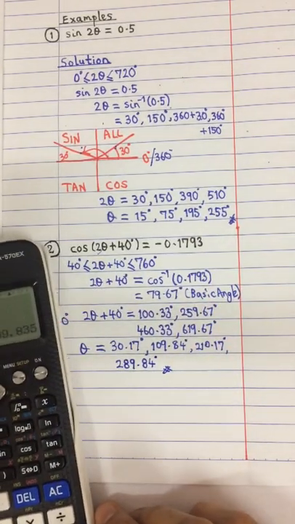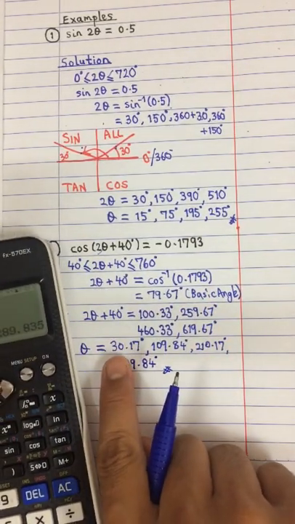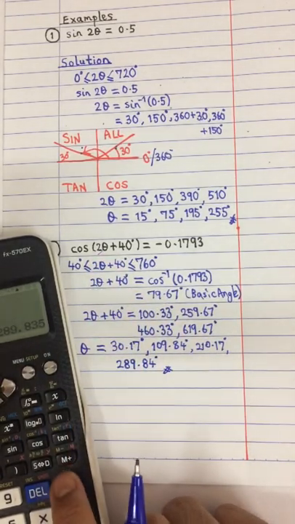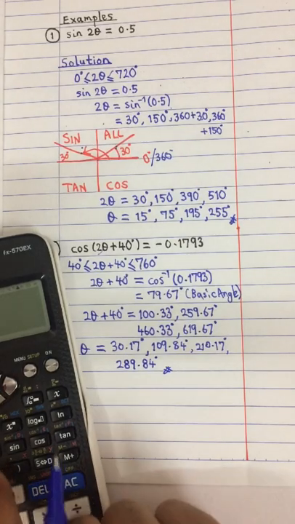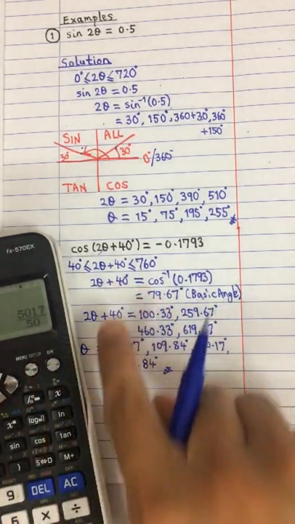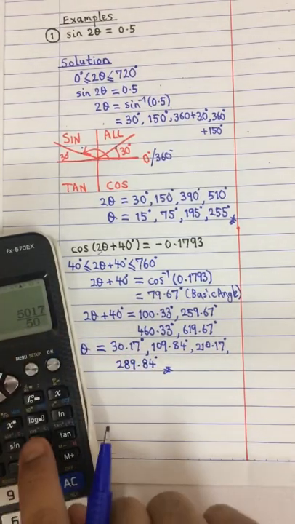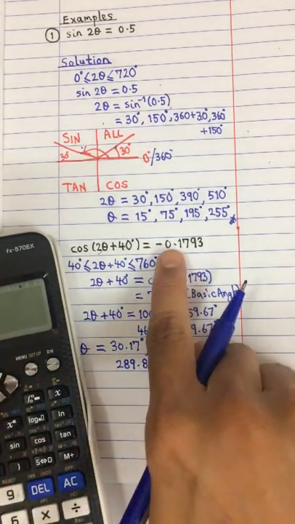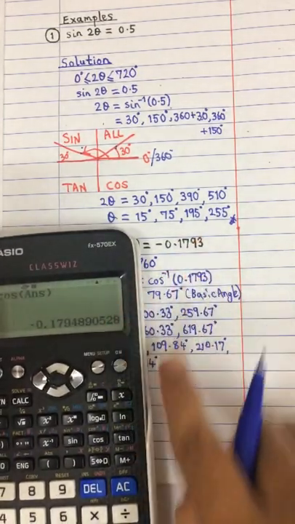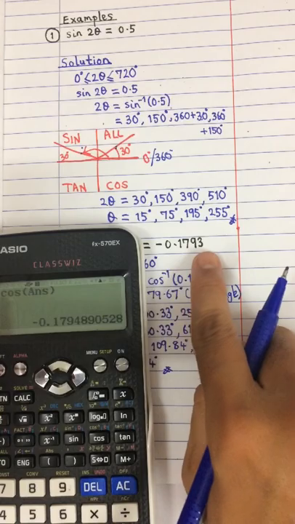You can check your answers by substituting this value into your theta. If I test 2 times 30.17 and then plus 40, and I press cos of the answer, I should expect to get this value. Now if you try, look, I get the same value as my negative 0.1793.